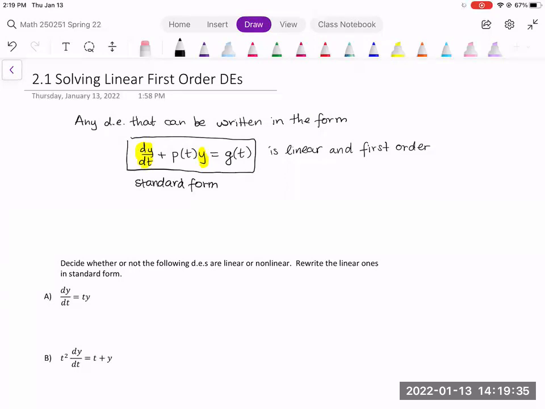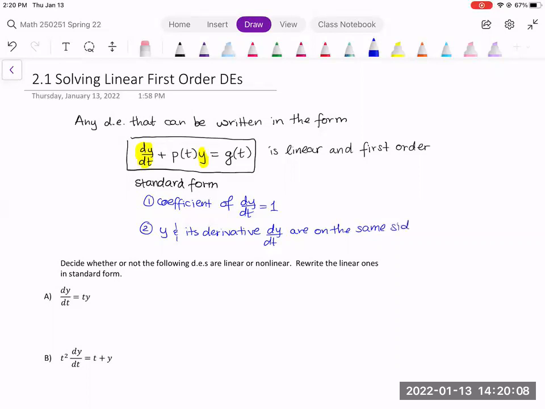I want you to notice a couple of things. The coefficient of dy/dt is equal to 1. And the second thing is that y and its derivative, dy/dt, are on the same side. Okay. All right. So we're going to be focusing on differential equations. We're almost always going to start by writing them into this standard form.